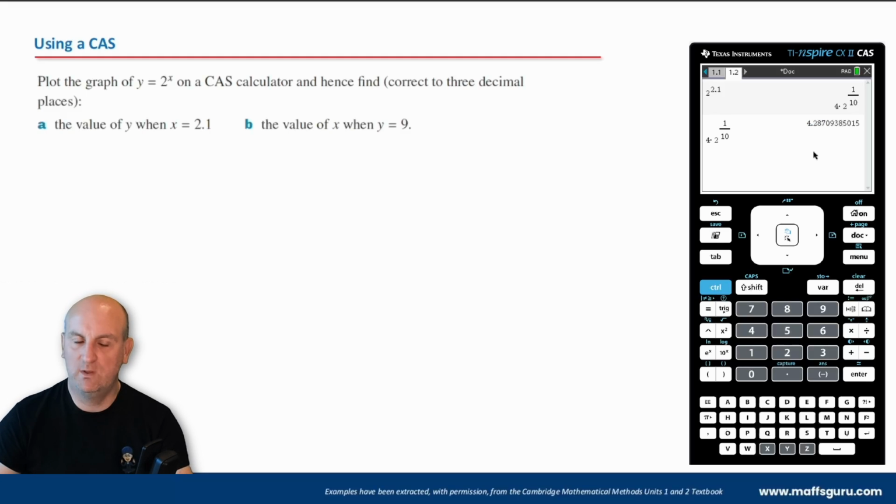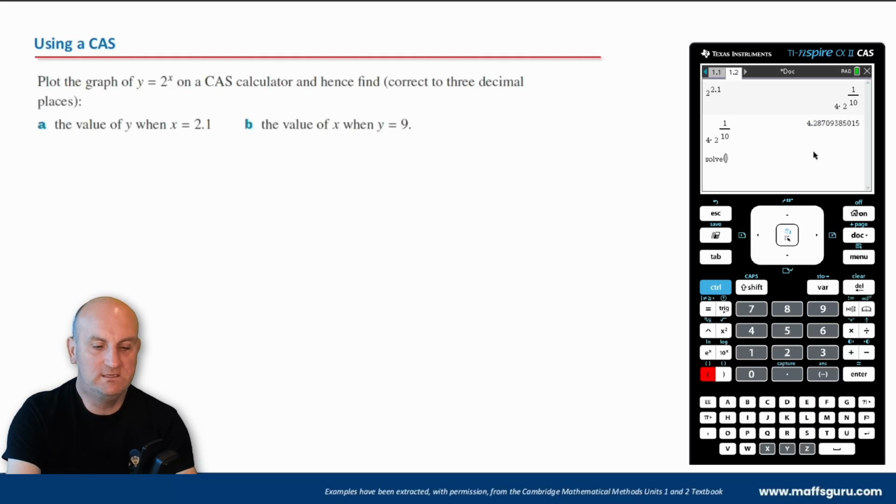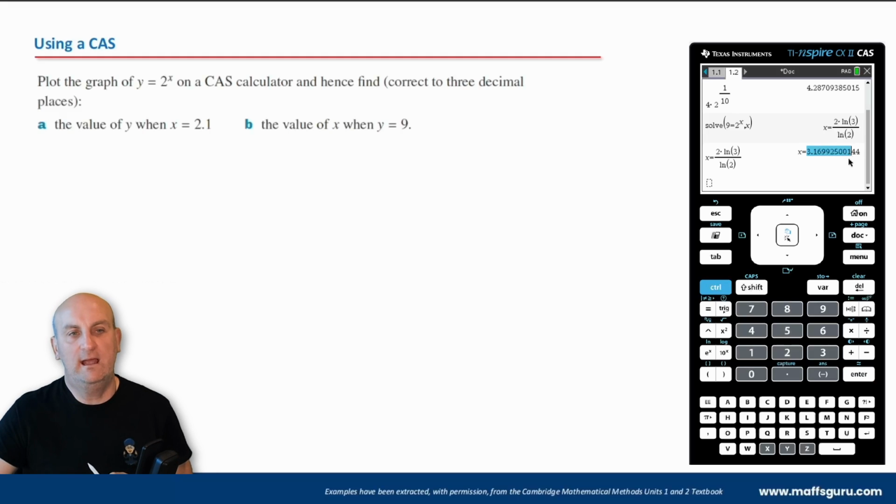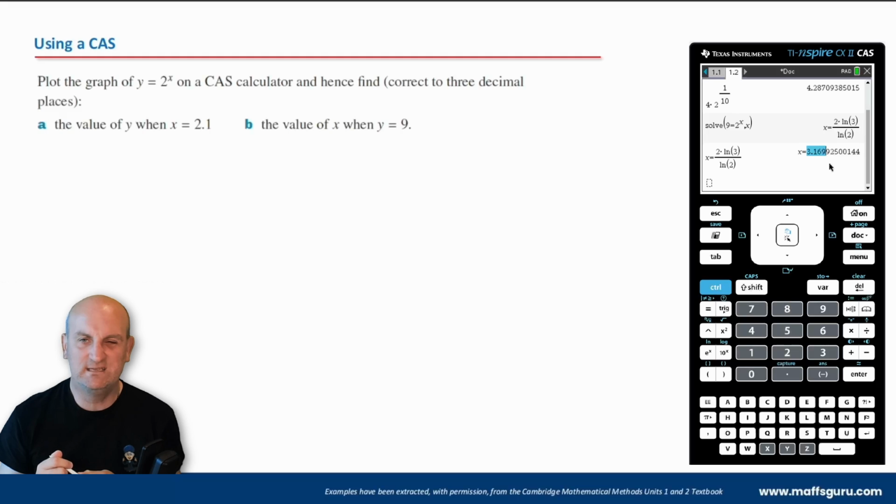The value of x when y equals 9, then I would need to use my solve. I'd say 9 equals 2 to the power of x. He says, come on, comma x, hit enter. And because my calculator is in exact values, it came up with all that stuff there. And as such, again, to 3 decimal places, what would that be? 3.170. All right, so using my CAS, nice and easy.